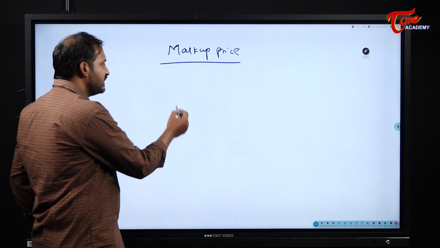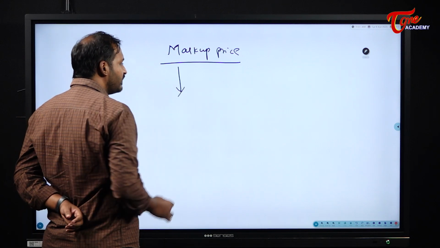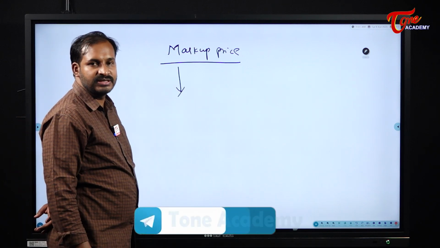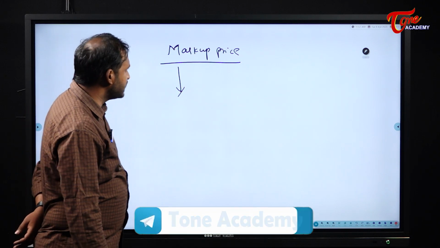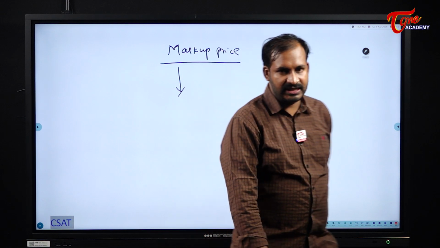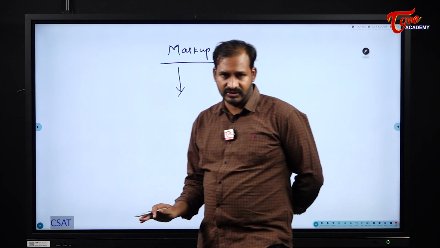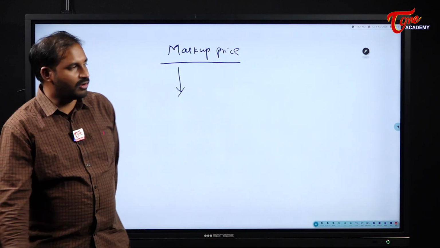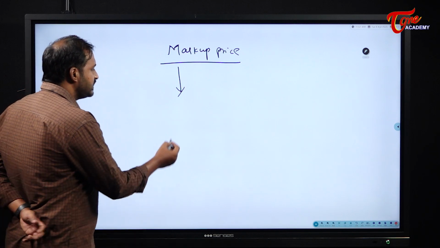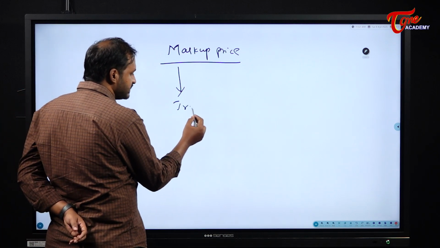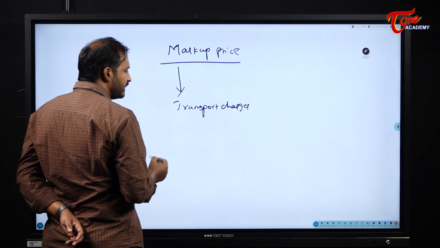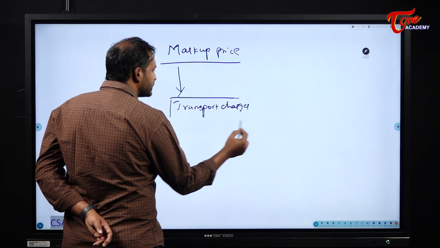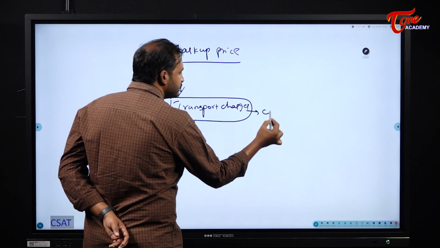Right? Next one, see here, in this concept we will have some things to be added to cost price or selling price based on the situation. Based on the situation, we will add something to our cost price or selling price and we will try to solve the things. What are those things and how are we going to solve them? See here, sometimes we will have transport charges. We need to add these transport charges to the cost price only.